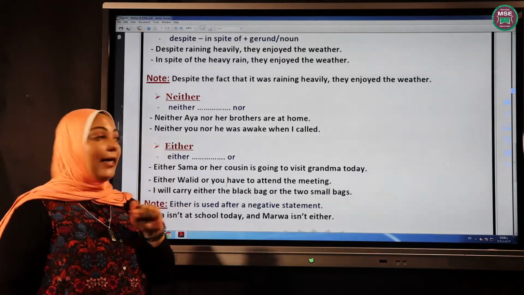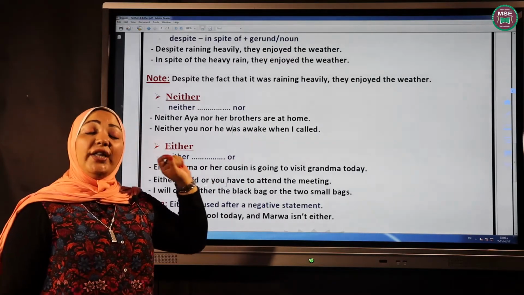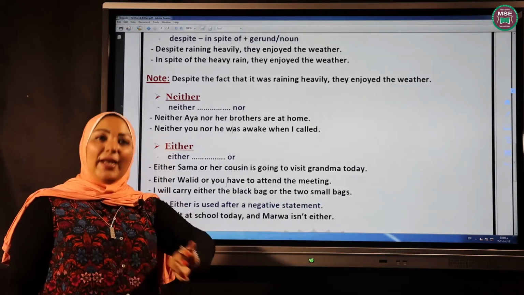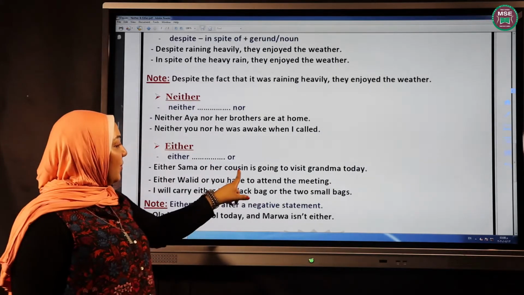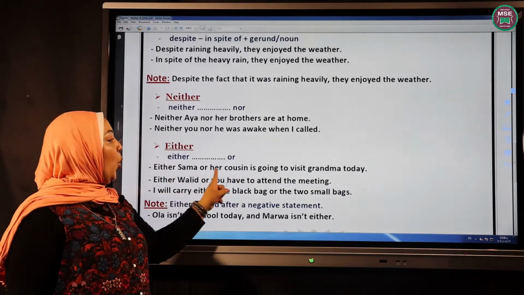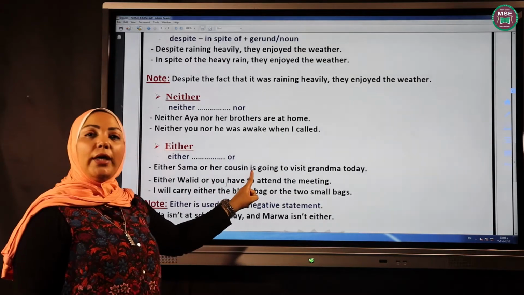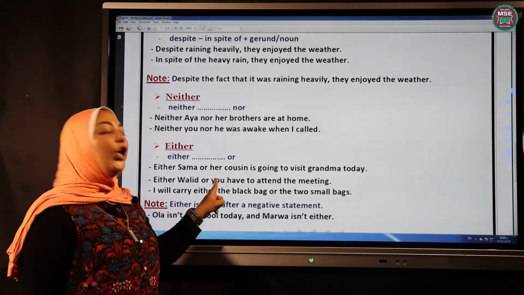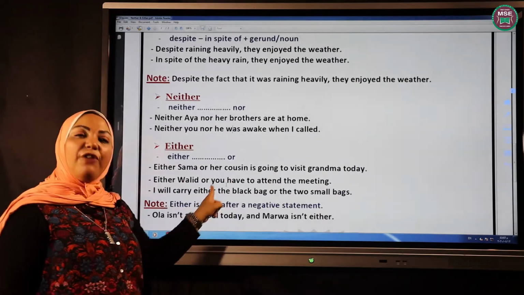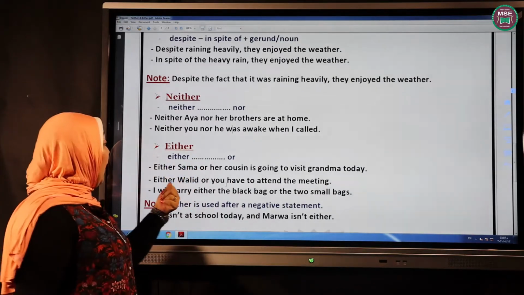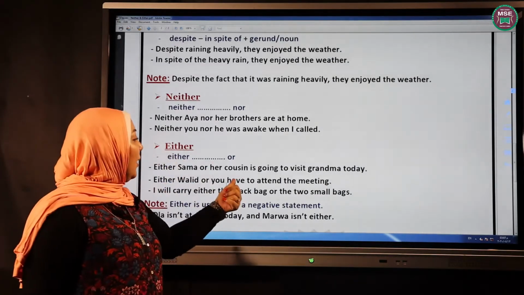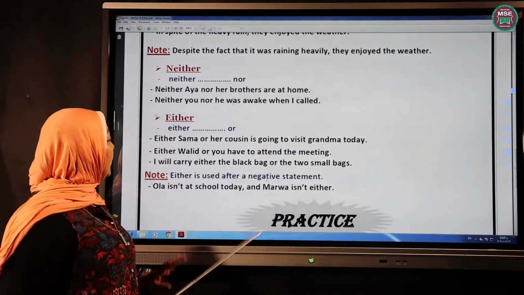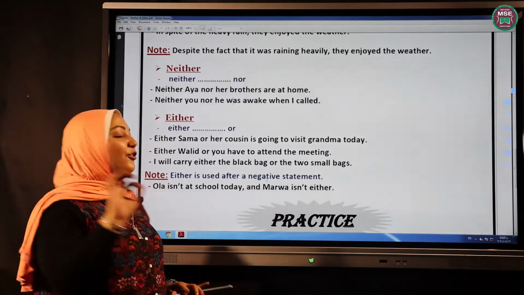Bear in mind also that, as we said here, we decide the verb according to the closer noun or pronoun. This rule goes also with either. So here, as you see, either Sama or her cousin is going, because is here follows the closer noun. Okay, either Walid or you have, because have here follows you. If I exchange them, if I said either you or Walid has to attend. You got this? Okay.